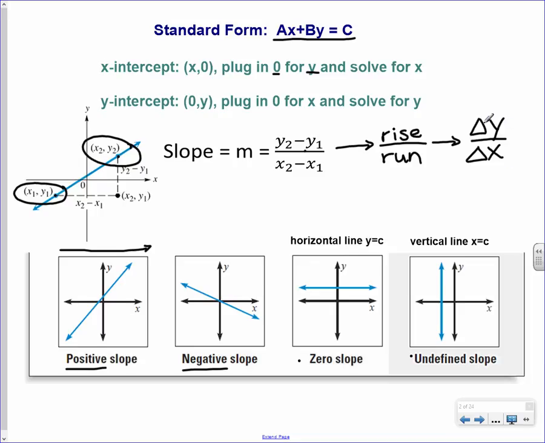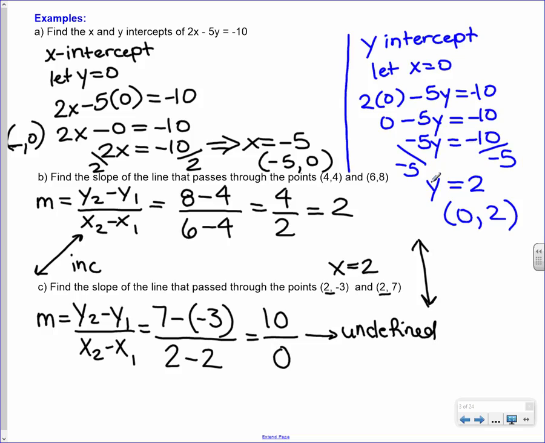This little delta symbol there means change in math language, I guess. Sometimes it's written that way, talking about the change in y over the change in x. And like I said, we're going to do lots of examples for these, okay?